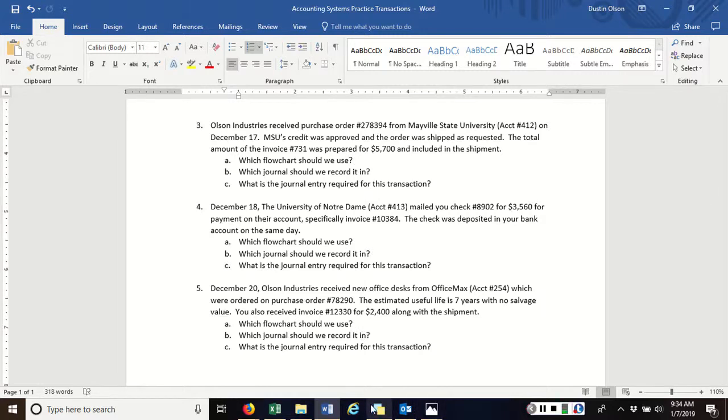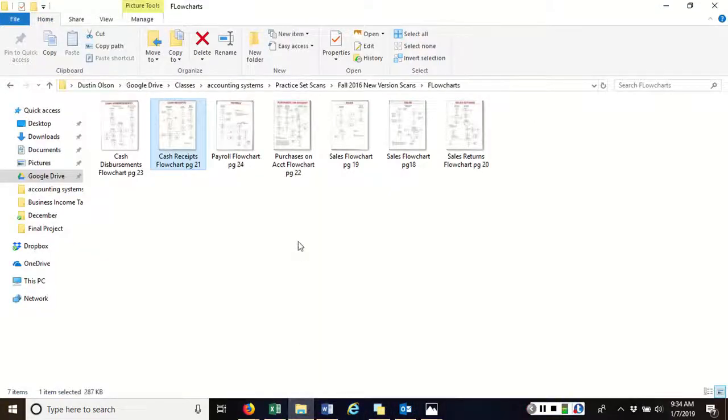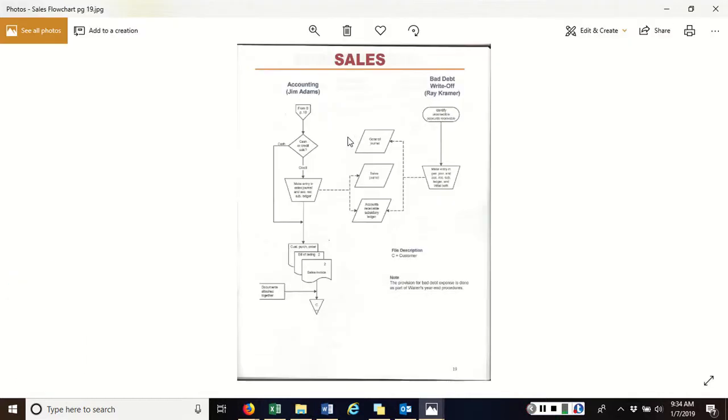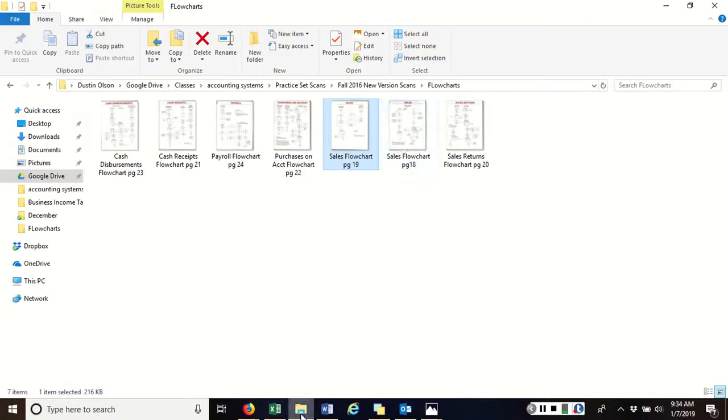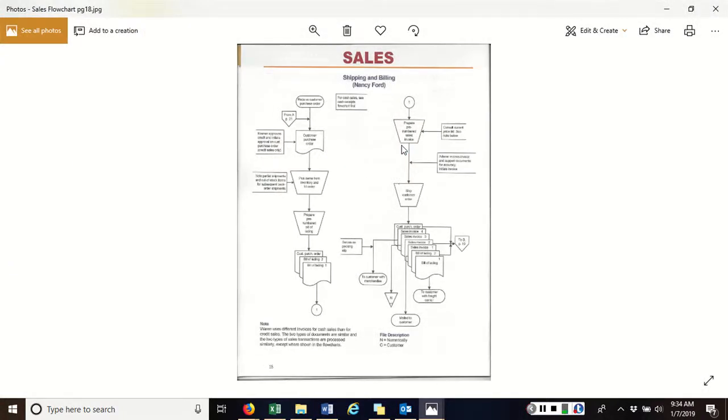So our first question, what flowchart are we going to use? Well, what we're doing in business, making money, is making a sale. So that's going to be our sales flowchart. Actually, page 18 is the first one. So pages 18 and 19 are our sales flowcharts. And this one's going to get complex. There's a lot to it, but most of that we're skipping over until next week.